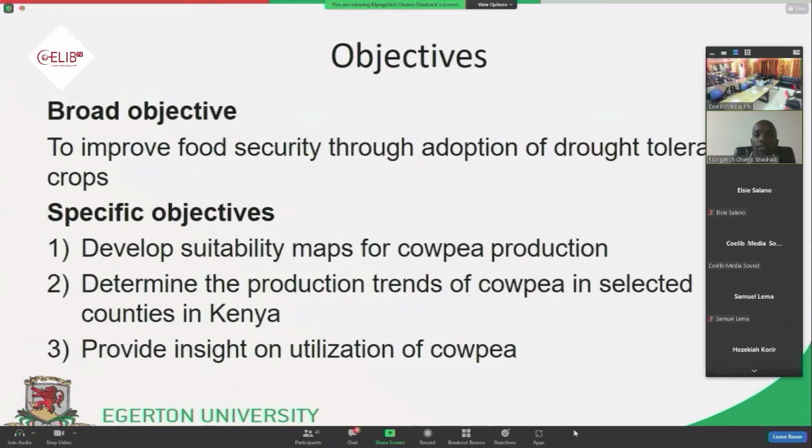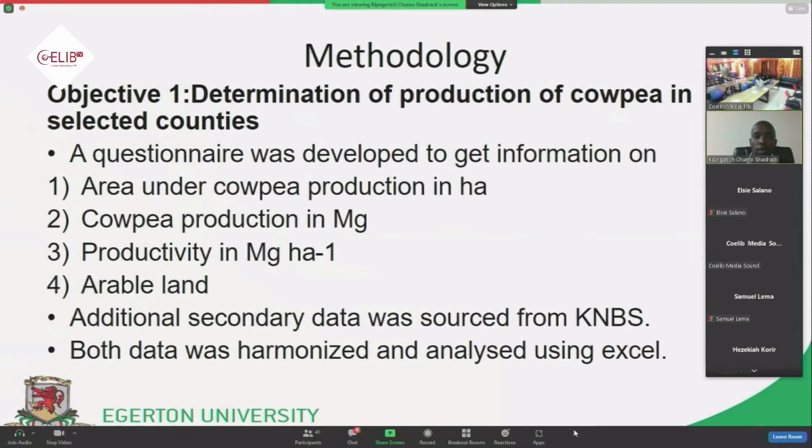The objective of this study was to improve food security through the adoption of drought-tolerant crops, that is cowpea. The specific objectives are to develop a suitability map for cowpea production, determine the production trends of cowpea in selected counties in Kenya, and provide insight on utilization.